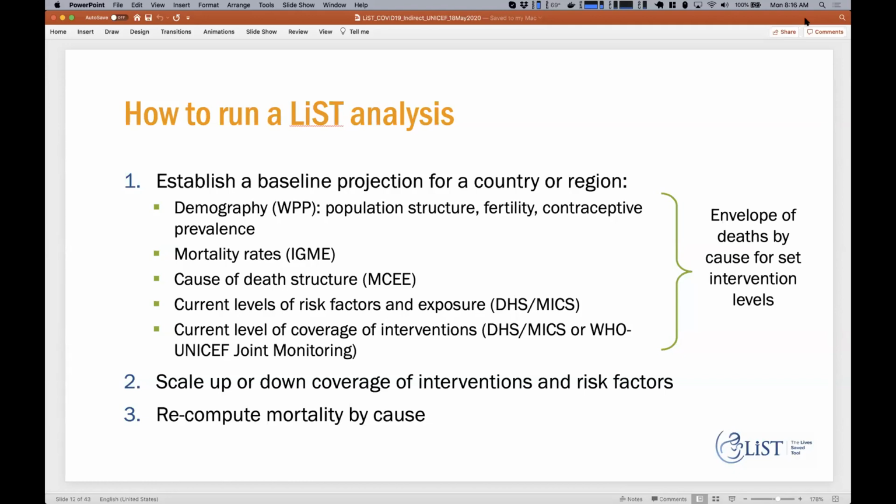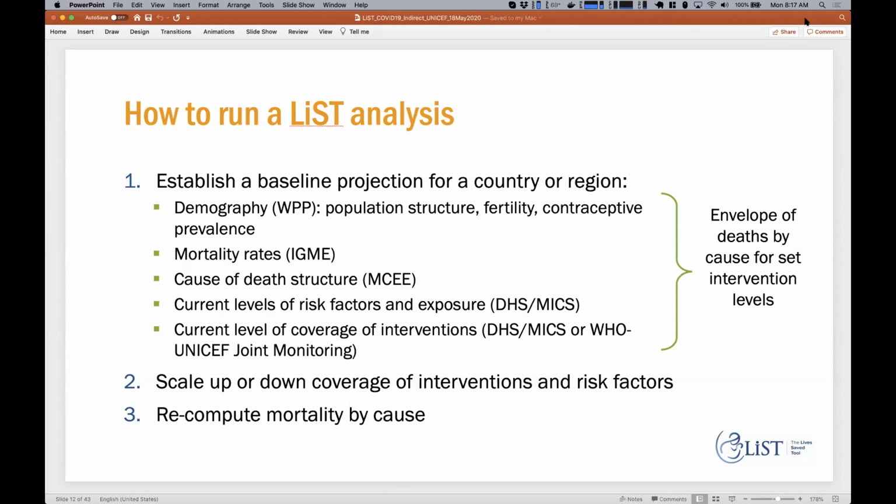Then we input levels of intervention coverage and risk factors based primarily on data from population-based household surveys or joint WHO-UNICEF estimates. That helps us create an envelope of deaths by cause for the established intervention coverage levels. So that really creates a potential for the lives lost or saved that can be attributable to the change in coverage of an intervention or risk factor. From that baseline, we can either scale coverage up or down. In this analysis, again, we looked at a reduction in coverage of numerous interventions and an increase in the prevalence of wasting. And so then we recompute our mortality by cause.